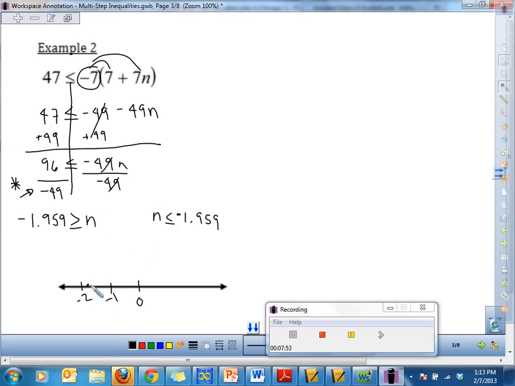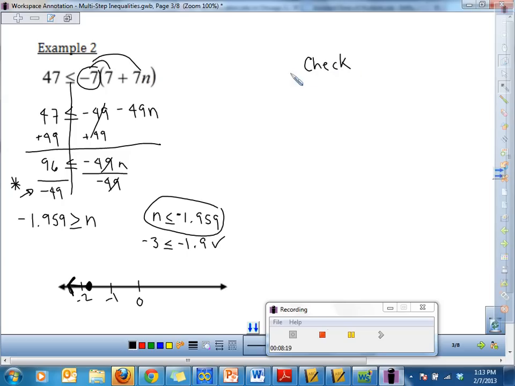So I'm going to put a closed dot at negative 1.9. And I'm going to pick a test point, like negative 3. Let's see if that works. If n was negative 3, is negative 3 less than negative 1.9? Yes. So I want to shade to the left. You could also use your shortcut because we put n in front. So there's my inequality.